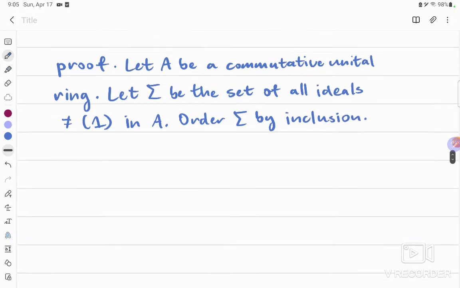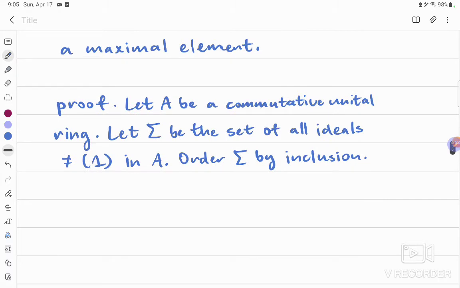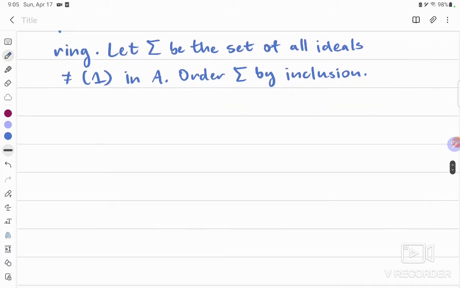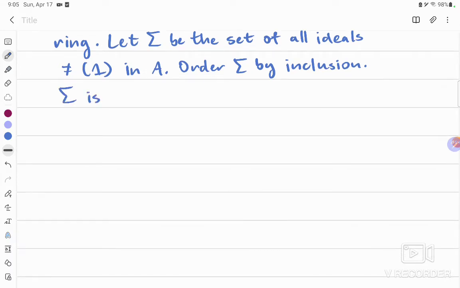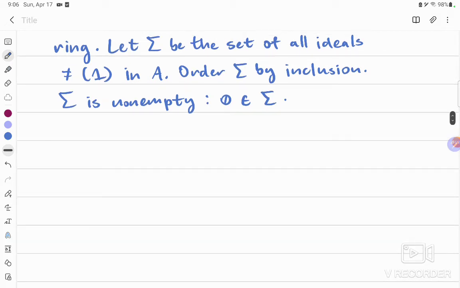Now, we have to, first of all, satisfy the requirement that the set which we're trying to show has a maximal element is in fact not vacuous. It's not empty. So there has to be at least some element in our sigma. And we know this to be true because we have the zero ideal, which is always going to be in sigma for any ring, or at least any non-trivial ring. So sigma is non-empty because we have zero as an element in sigma.